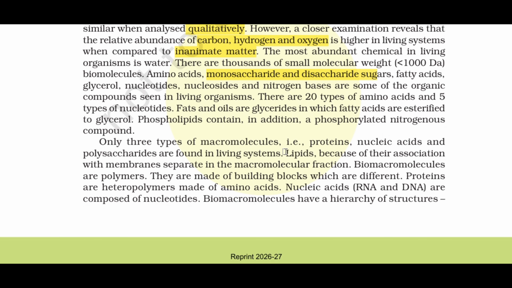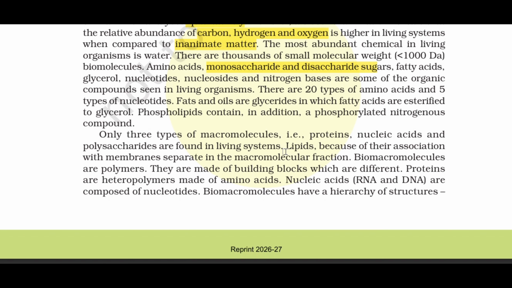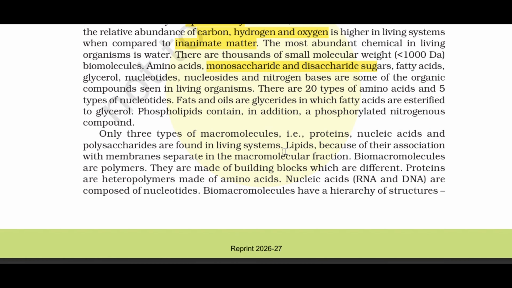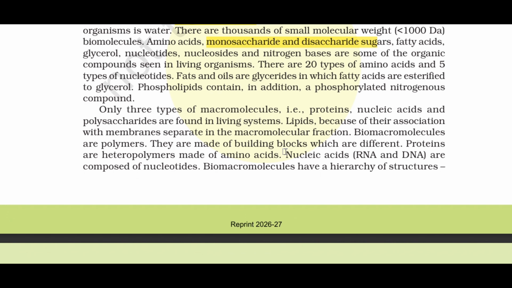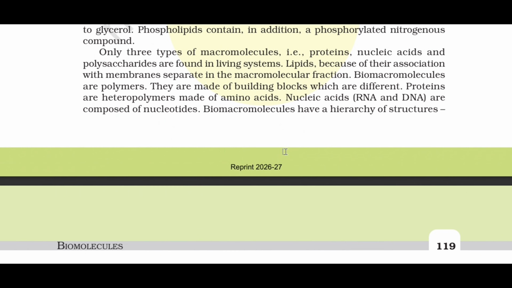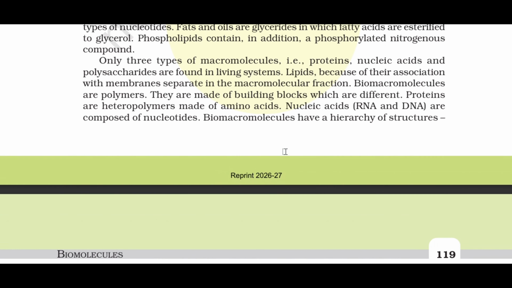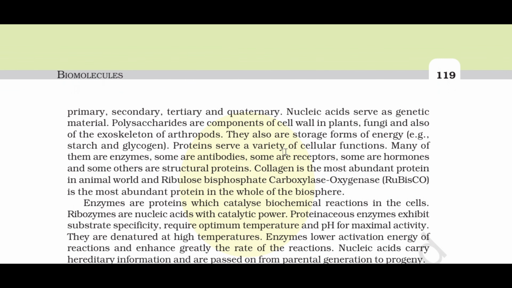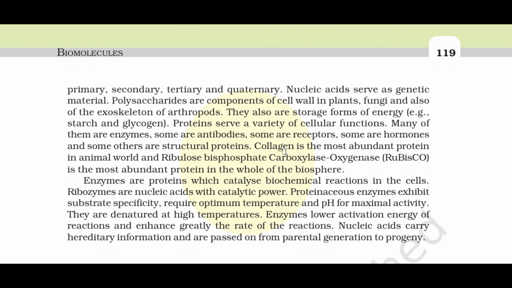Only 3 types of macromolecules, i.e., proteins, nucleic acids and polysaccharides, are found in living systems. Lipids, because of their association with membranes, separate in the macromolecular fraction. Biomacromolecules are polymers. They are made of building blocks which are different. Proteins are heteropolymers made of amino acids. Nucleic acids, RNA and DNA, are composed of nucleotides. Biomacromolecules have a hierarchy of structures: primary, secondary, tertiary and quaternary.